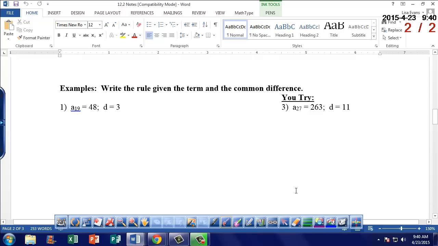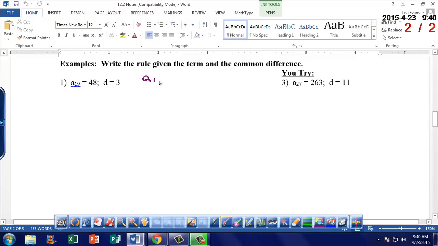Okay, welcome back. This problem is a little bit trickier because now we're not given A sub 1. So we're going to have to do a little bit of work to find it. So again, I'm going to write my rule down. I like to have it for every type of problem that I do. This way, I can see what I have and I can see what I need to find. So this time you're given the D, but you're not given the A sub 1. However, you're given a certain term. You're given the 19th term to equal 48.